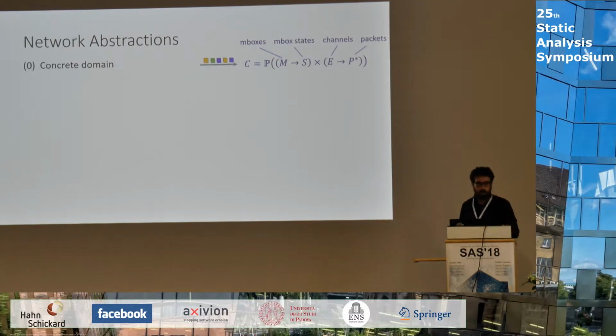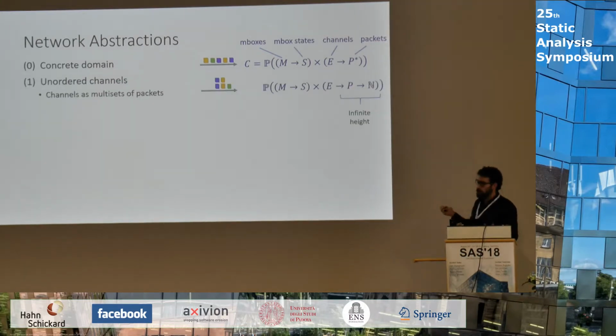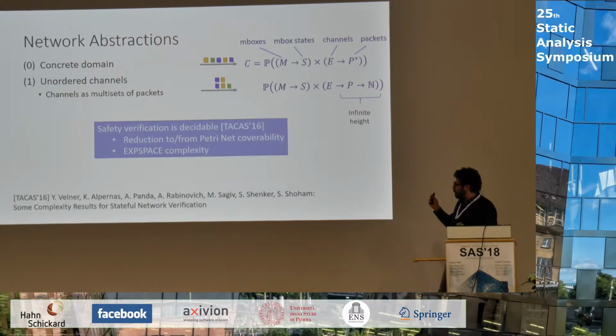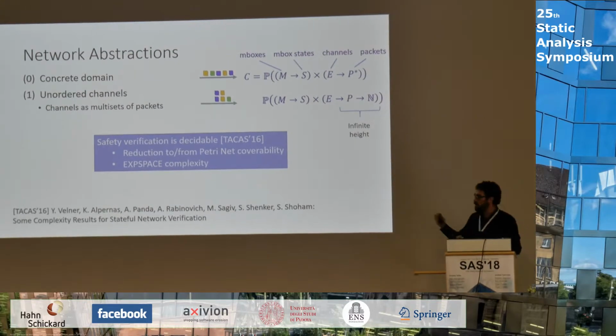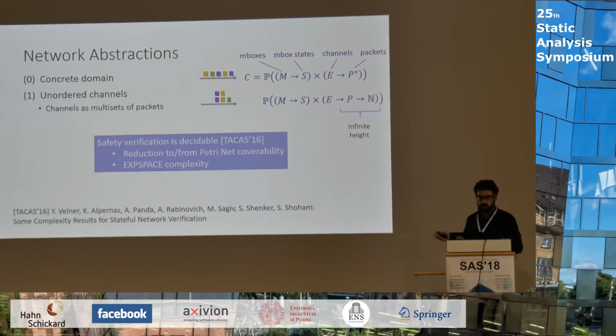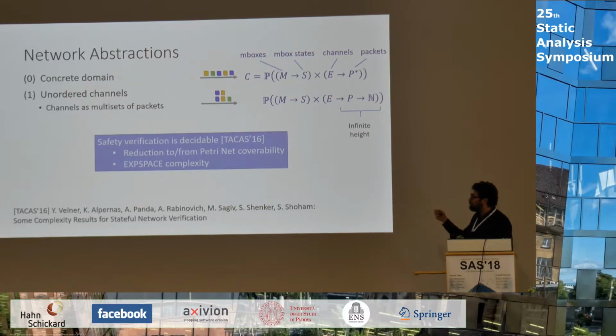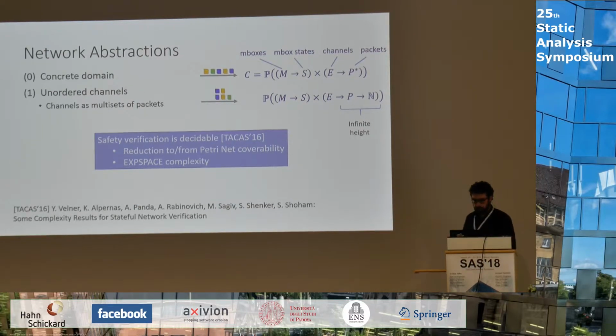So we still want to do something, and to recover decidability, we introduce our first abstraction, which is unordered channels. In this case, instead of having a sequence of packets, we have a multi-set of packets. So we remember for each kind of packet the multiplicity of that packet on the channel. This abstraction we've done in a previous work, and once you do that, you recover decidability, but with a relatively high complexity. Safety verification in this kind of model is exponential space complete.